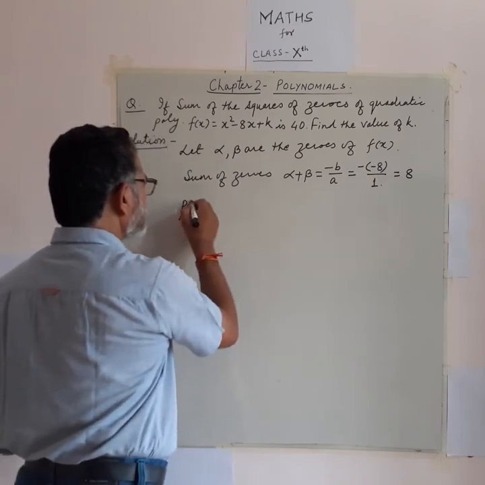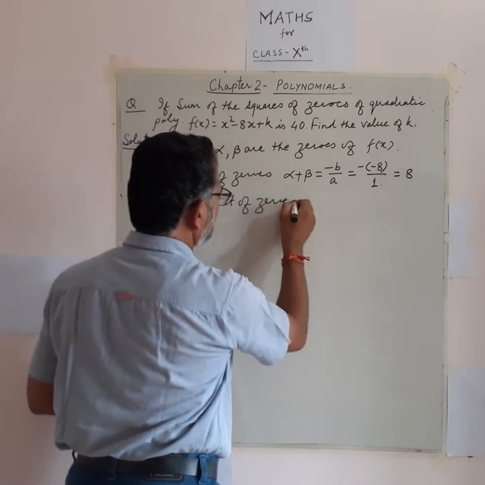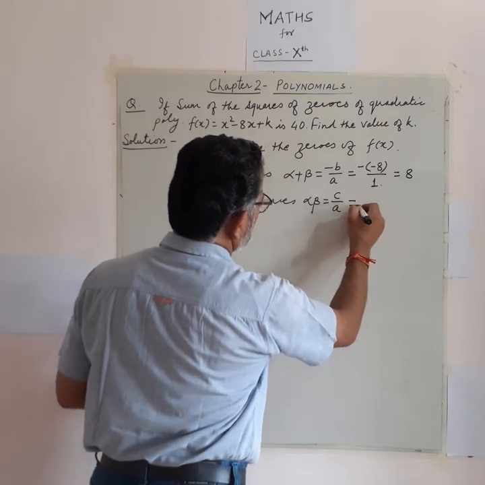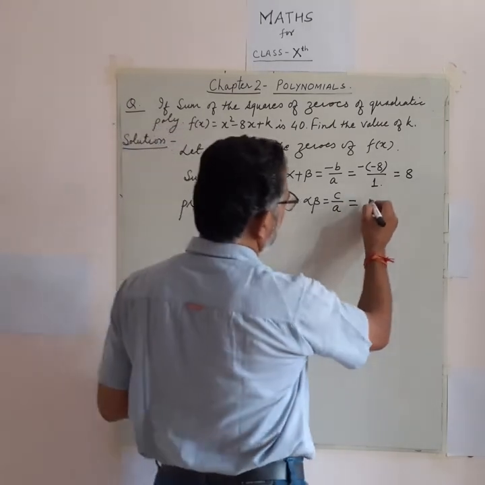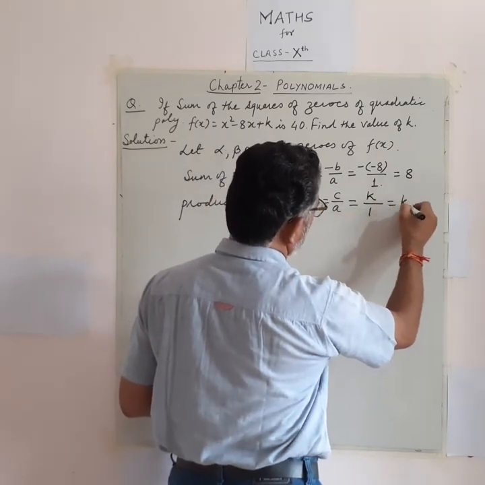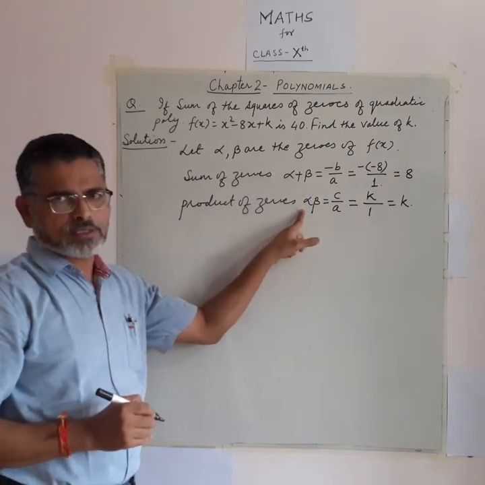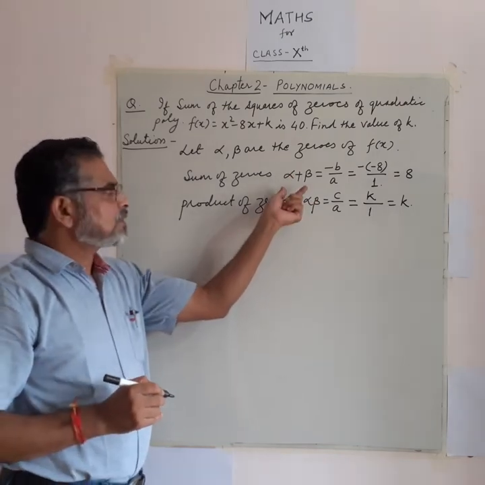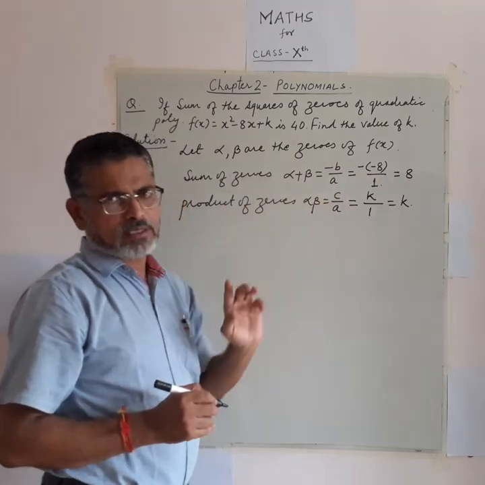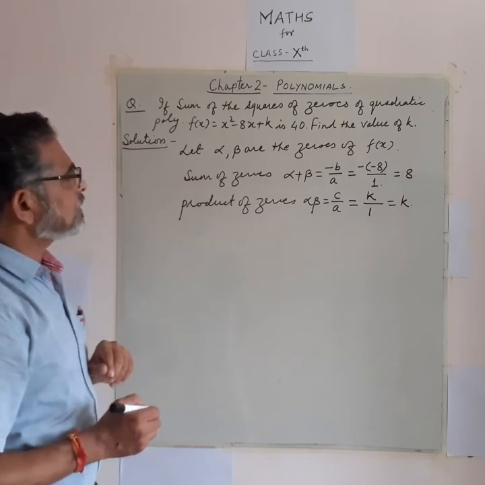And the product of zeros, that is alpha into beta, is c upon a. So what is c here? That is k upon 1, that is k. So we get the values of alpha plus beta and alpha into beta. That is, what did we do here? We found these values in terms of alpha plus beta and alpha into beta with the help of the given polynomial. Now what do we have to find?